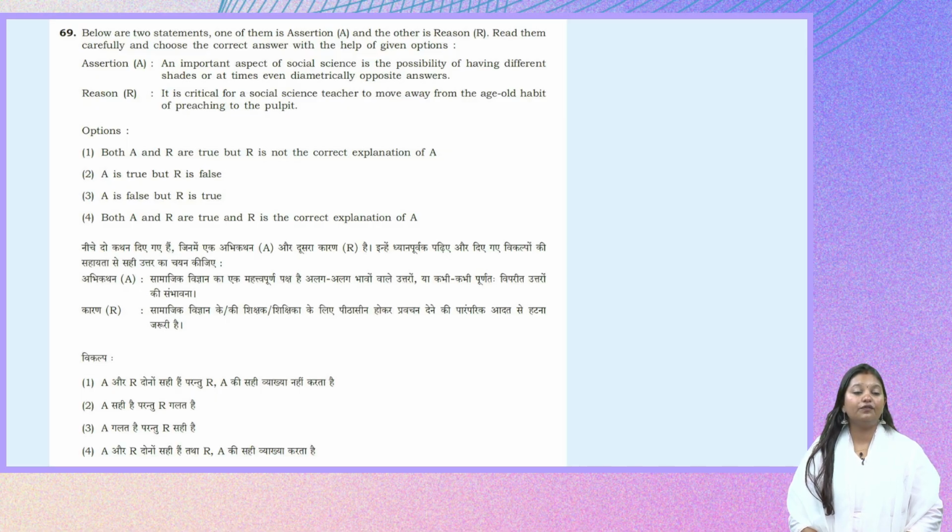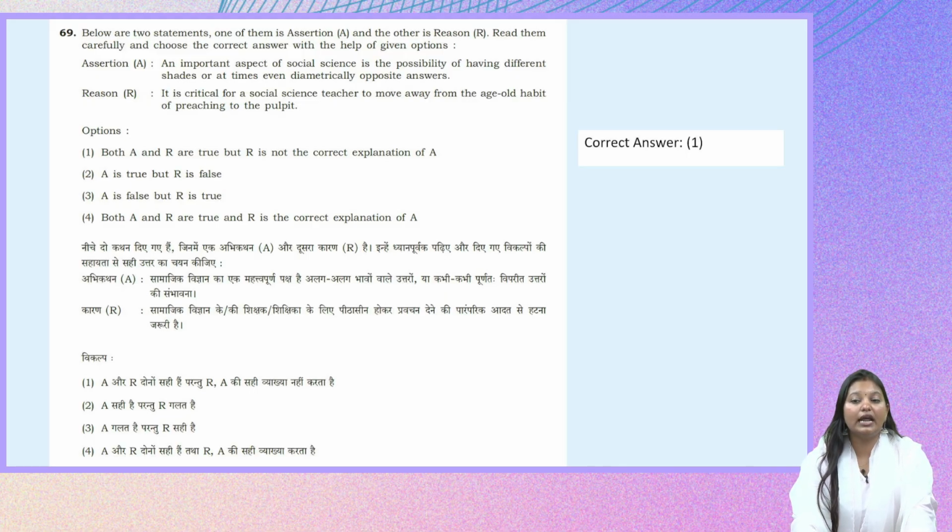So now we know these two statements individually. So we need to remember whether these two statements are true or false and understand that, and whether the reason that is presented here in front of us is actually explaining the assertion given above. So the right answer here is both of them are true, but the reason is not explaining the assertion. Moving on to the next question.